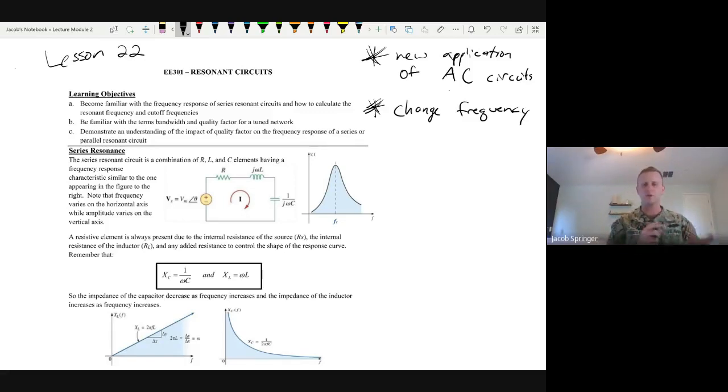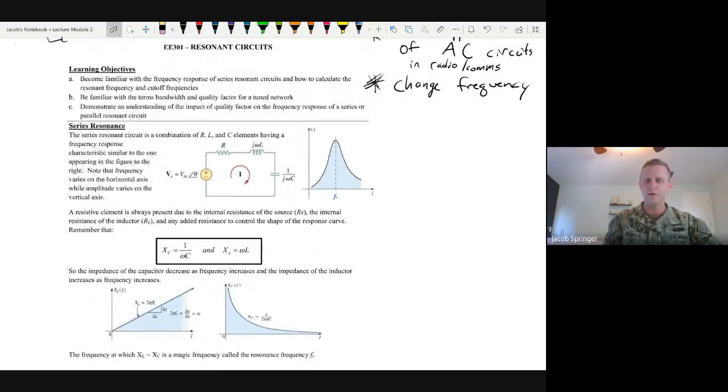What happens to the circuit when we change the frequency? It's no longer staying the same at 60 hertz all the time. We're going to be changing it. Its application is mostly in radio and communications. If you think about changing the dial on your radio in your car, you're actually changing the frequency that you're receiving. And so now let's talk about what is the resonant frequency.